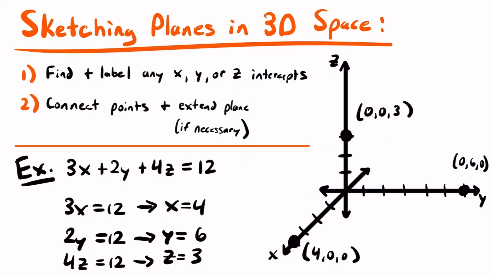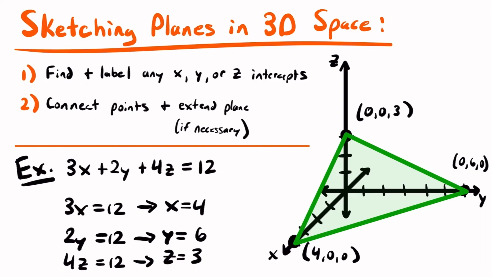Now what we have to do to sketch this plane is connect those points, or connect those intercepts, and then extend the plane if necessary, which we won't have to in this case. We only really need to extend the plane or make it look nicer when we don't have all three intercepts. Okay, but if we connect these 3 points, we'll end up with a plane that looks like that. I know it just looks like a triangle, but if you can imagine, this plane would extend forever in this direction, and this direction. We're just showing where it cuts into each of the axes of the 3D coordinate system.